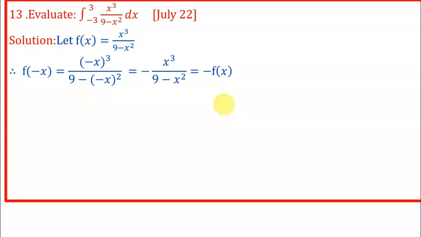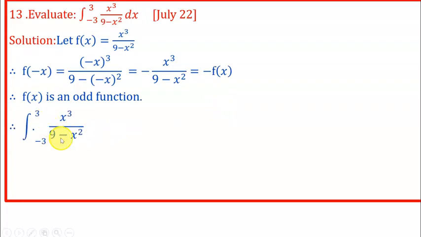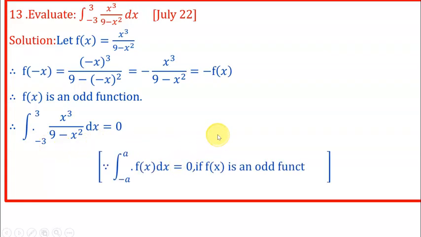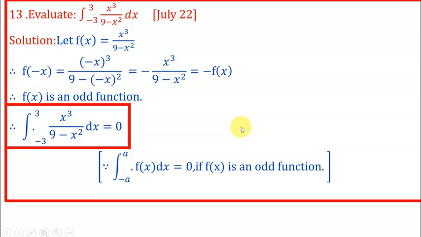Therefore, f of minus x is equal to minus f of x. Means the given function is an odd function. And f of x is an odd function. Therefore, the integral minus 3 to plus 3 x cube upon 9 minus x square dx is equal to 0. With the help of this property, minus a to plus a f of x dx is equal to 0 if f of x is an odd function. And hence the answer is 0.